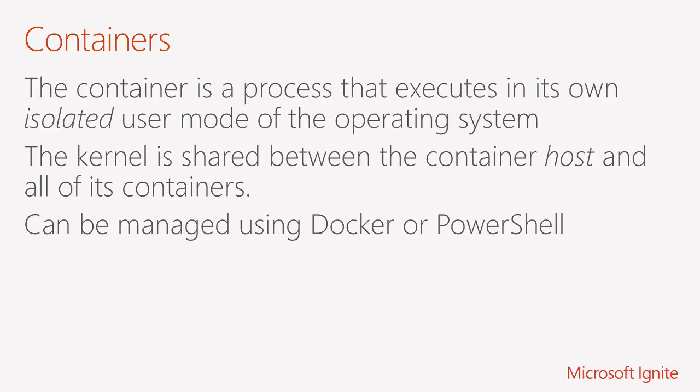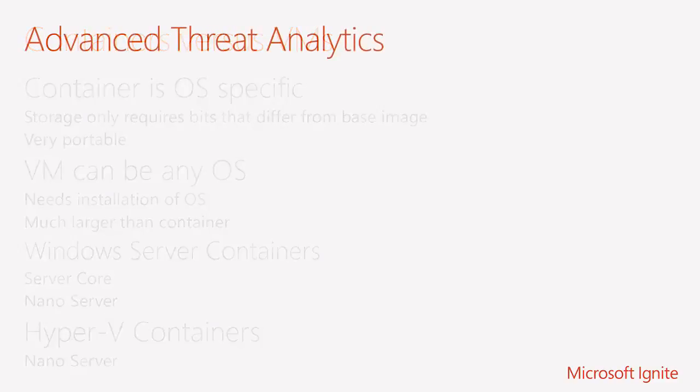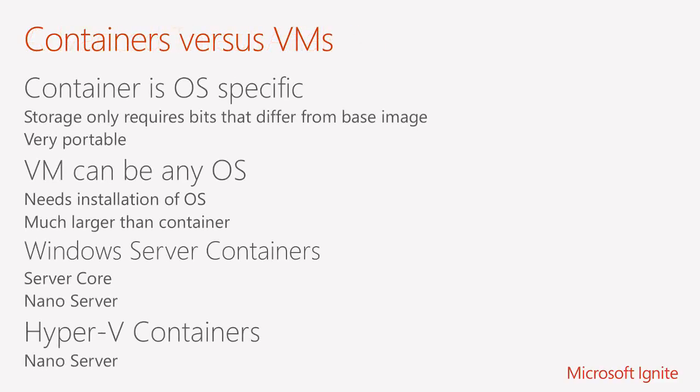You can manage them using Docker, and that's how you do it at the moment. There is a bunch of PowerShell commandlets. So I did talk about that. Now, before I get to ATA, the other one I wanted to talk about very quickly, which we seem to have lost a slide on, is Secure Virtualization Fabric. This is the other big thing with Windows Server 2016.